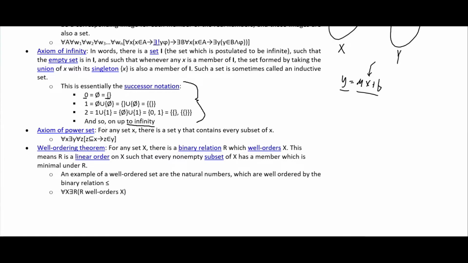The axiom of power set: for any set X, there is a set Y that contains every subset of X. So that's just the power set thing that I talked about above.